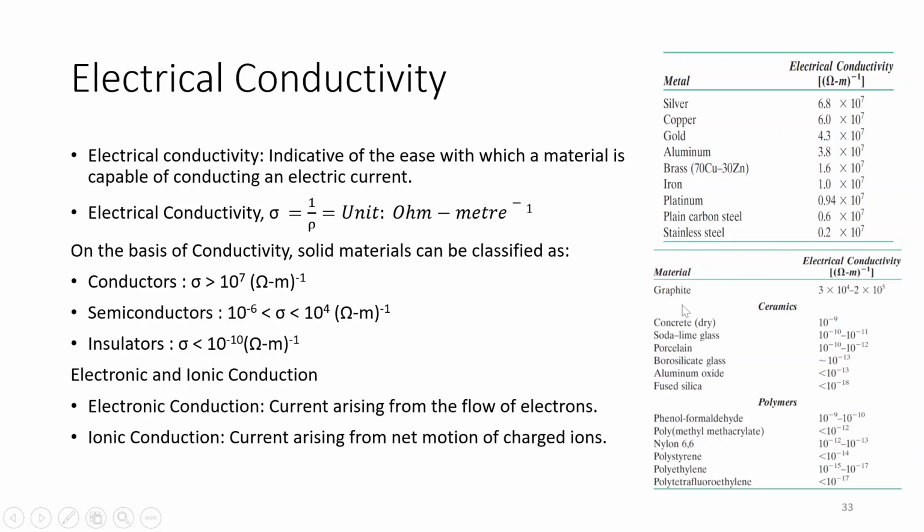In the case of graphite, it has high electrical conductivity because it has free electrons. In other ceramics, electrical conductivity is not there because free electrons are not there. So these basically act as insulators. Both of these are used as insulators.